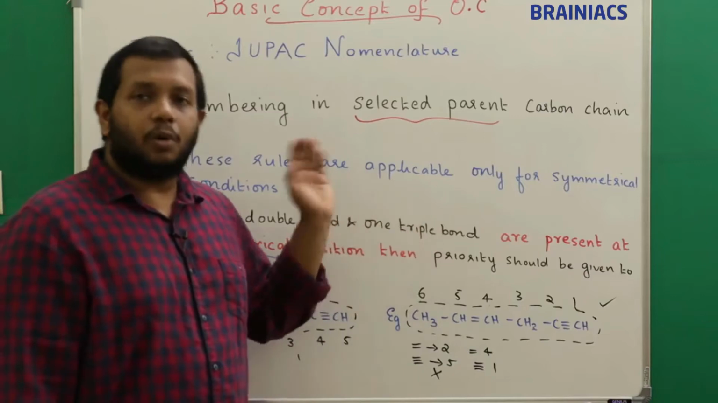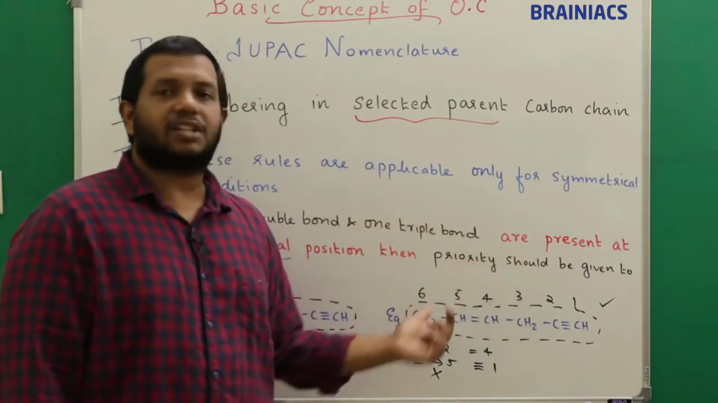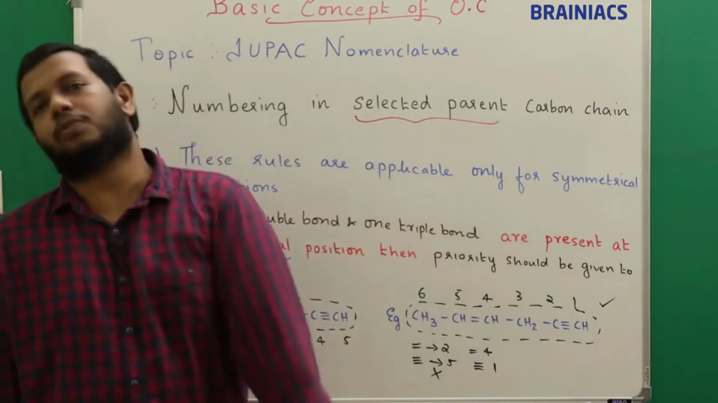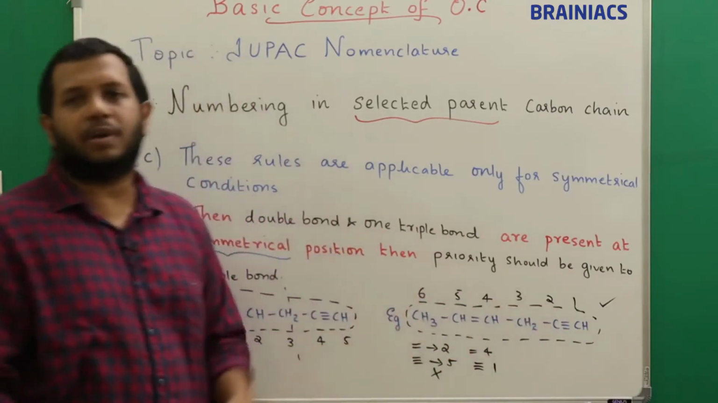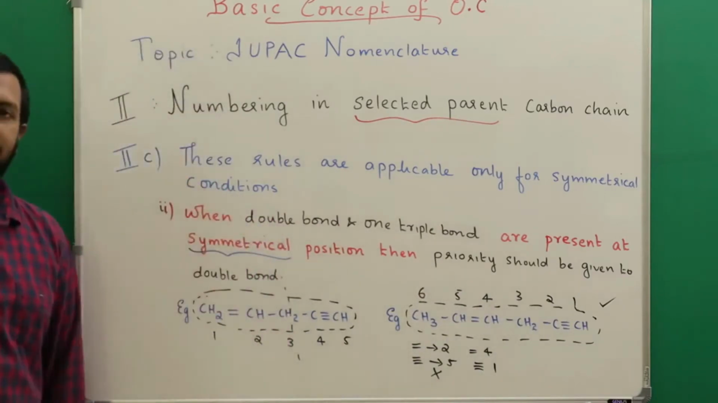Understood? So whenever there is no symmetry, you should number it in both possible ways and check in which direction the double bond is getting the lowest possible number, and that is the correct way of numbering. Okay, I hope you understood. This rule is very important.